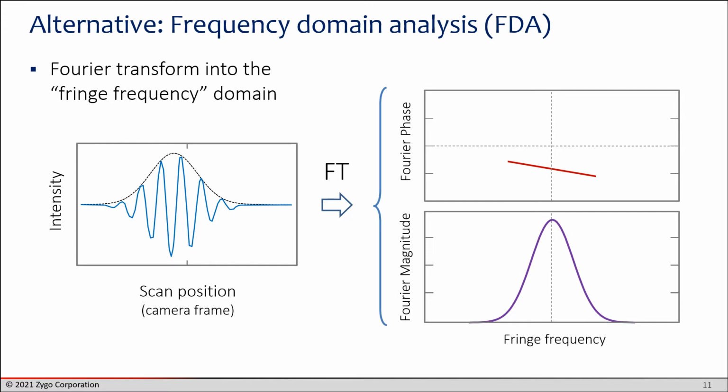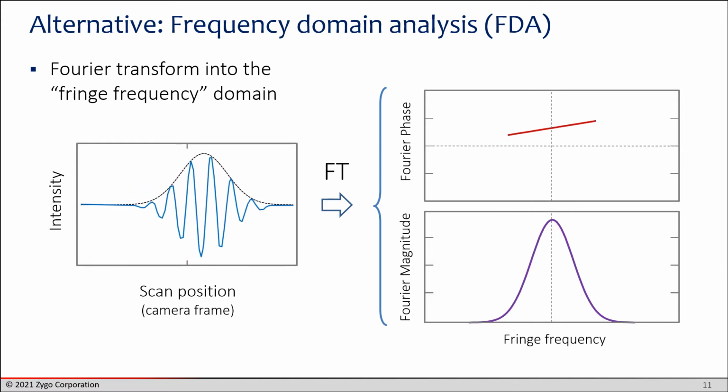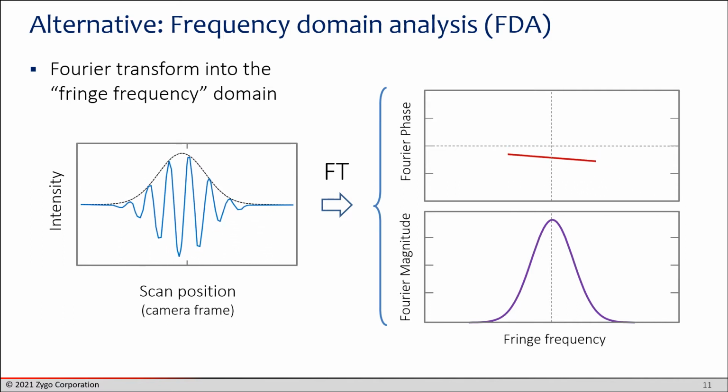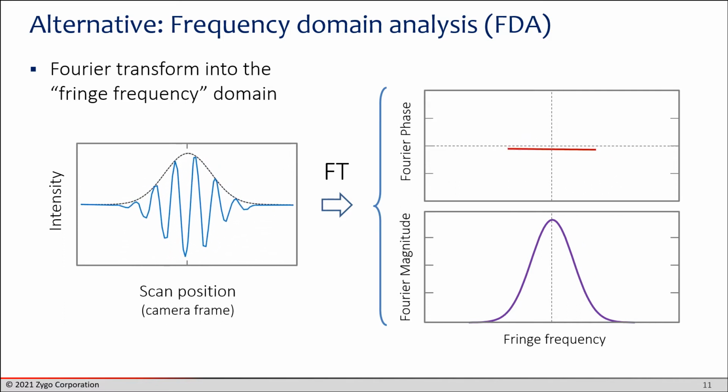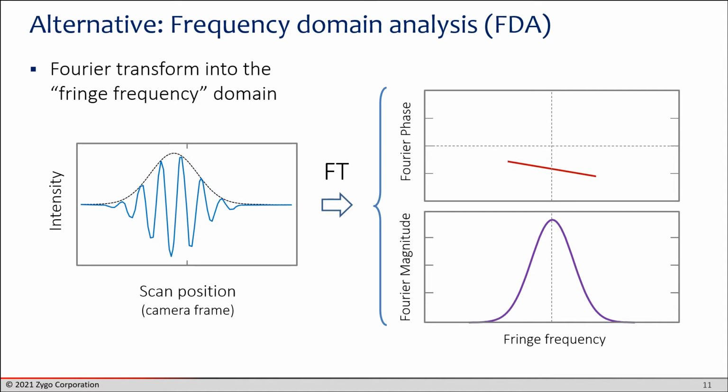Now the Fourier phase is even more interesting because this is going to tell us what our surface heights are. So if you look at the signal as you change the height, you can see that the signal is moving to the left and right, but also the Fourier phase in the right-hand side in the frequency domain is changing. So the slope of that curve, the rate of change of phase with fringe frequency, is changing, and also the offset of that curve is changing. And those two things are going to tell us a lot about what the local surface height is.